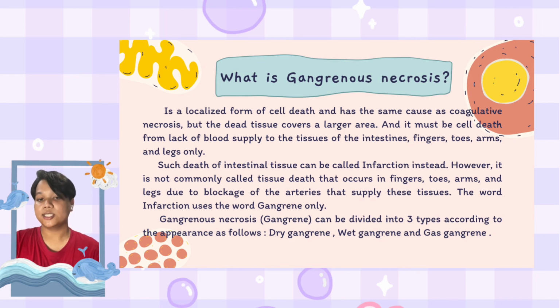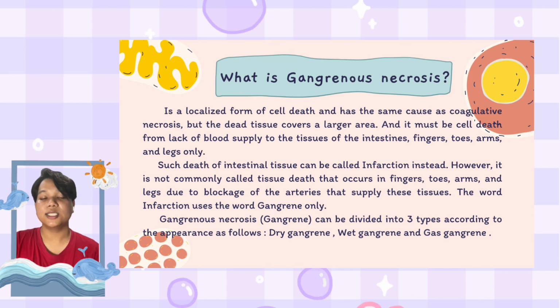Gangrenous necrosis, or gangrene. Gangrenous necrosis is a localized form of cell death and has the same cause as coagulative necrosis, but the dead tissue covers a large area, and it must be cell death from lack of blood supply to the tissue of the intestine, finger, toe, arm, and legs only.